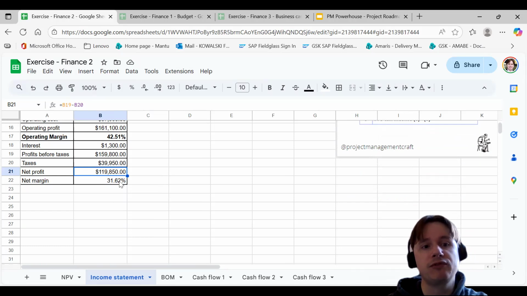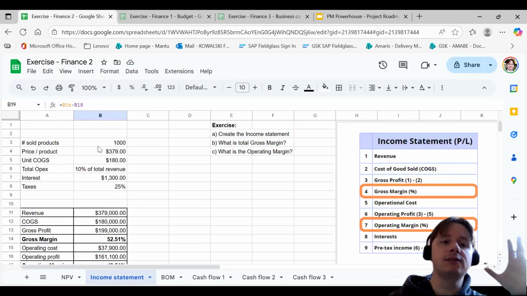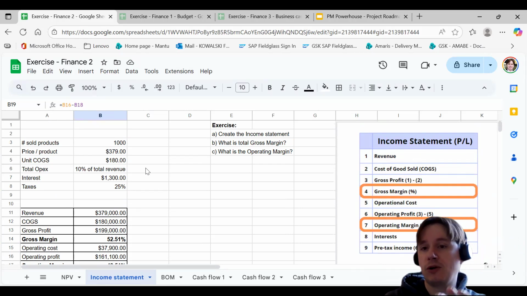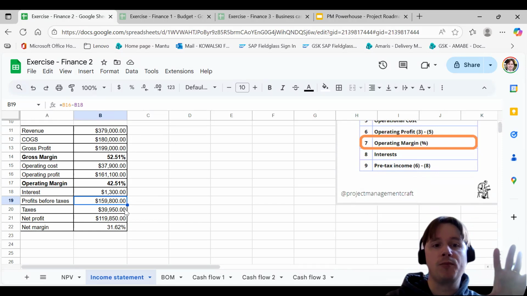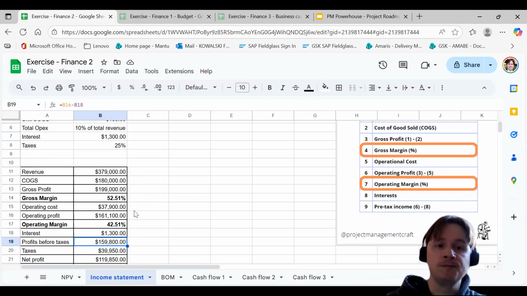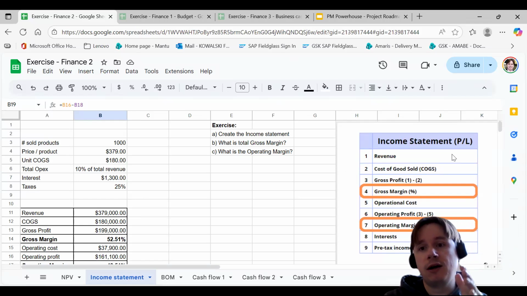Then you have your net profit and you have your net margin. What's your net profit? Your profit before taxes minus the taxes that the company needs to pay. This is what's called the P&L, profit and losses. Why profit and losses? Well, because in this case it's a profit, but it can as well be a loss. If the company is not doing well, it can turn out to be a loss. So this is the income statement, or profit and loss.